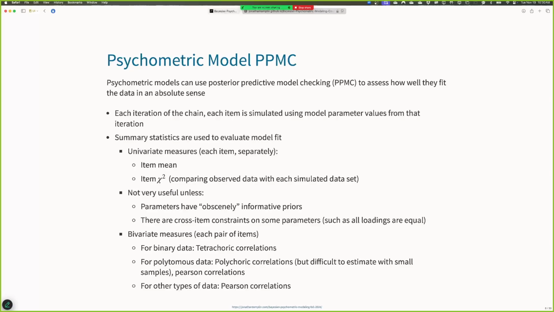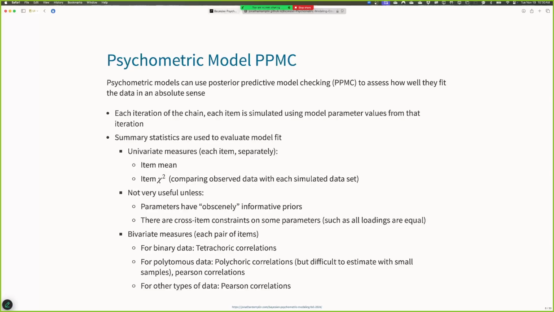Yes, that's how I call it. That one is sort of the average residual correlation, right? Unsigned. That's an absolute fit statistic. That's sort of what PPMC is doing here.